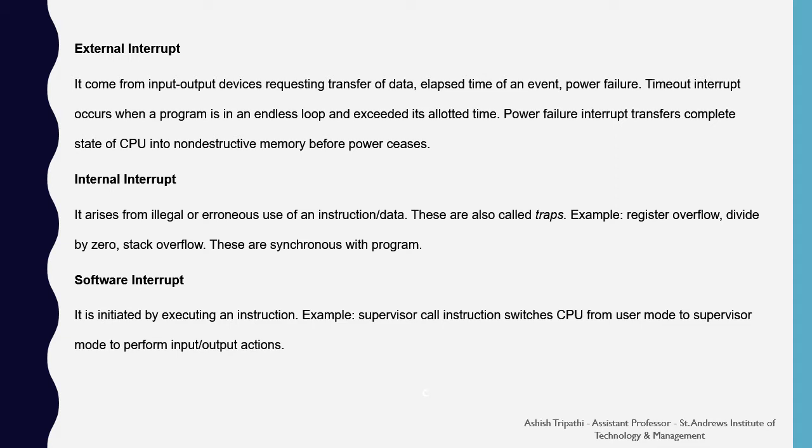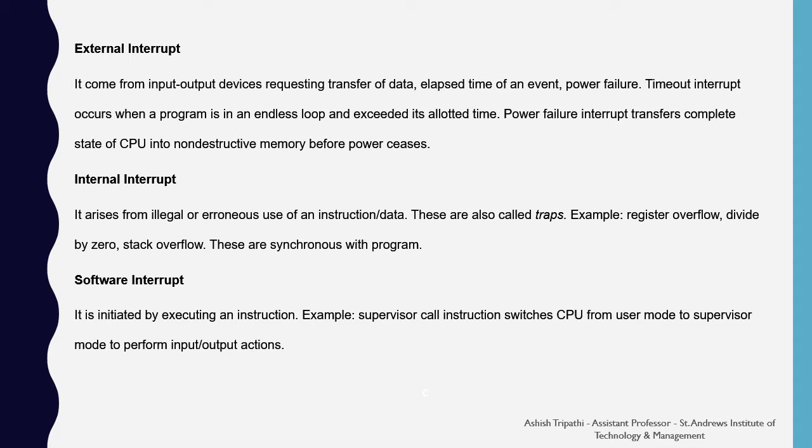For example, if you are printing a document on the printer, then after the completion of the print, or if the paper is not in the tray, then the device, that is the printer, will interrupt the CPU about the event. The CPU will then stop the execution and handle the event. This is known as the external interrupt.